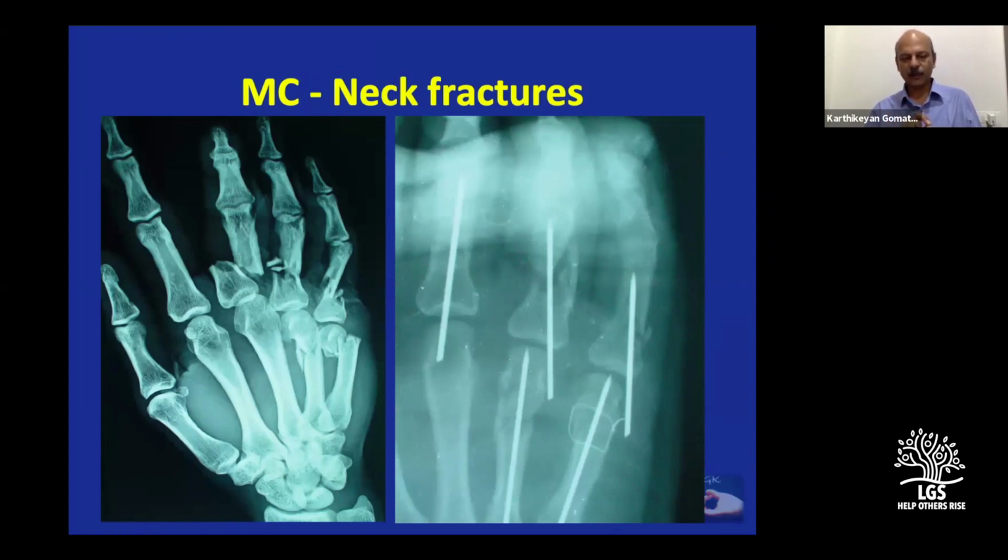We pass in a K wire. We don't pass it completely. We just keep a K wire there. Pass 2 transverse drill holes on the head and proximal to the fracture. Thread a stainless steel wire and then tie the knot. Usually we try to get the knot on the non-contact side so that it doesn't irritate the skin when the contact is being done.